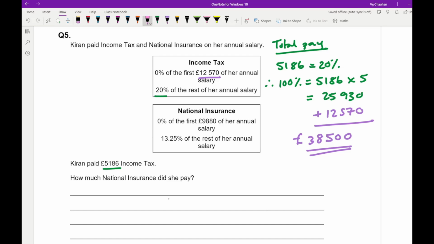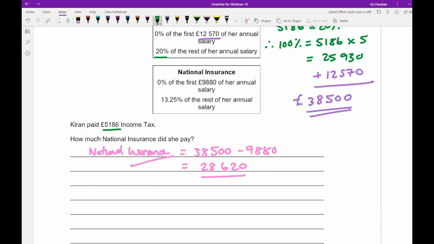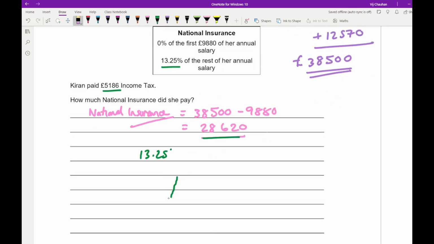Now once we know this value, we can use the information in the second box to work out the national insurance. So for here, the national insurance is going to be, well, first thing I need to do is take off the 9,880, which is the tax-free amount. So it's going to be 38,500 minus 9,880, which comes up to a total of 28,620. Now from this, what I then need to do is work out what 13.25% is of this amount. So here we want to work out what 13.25% is.